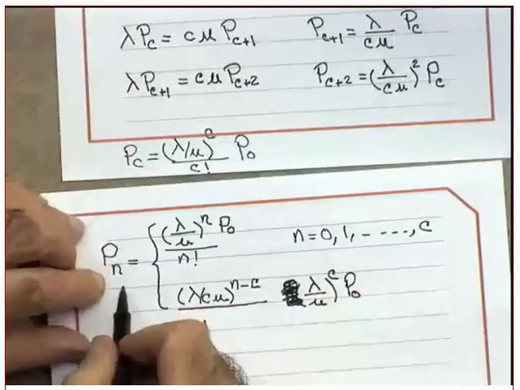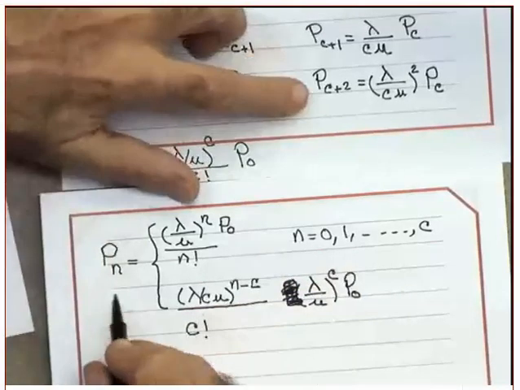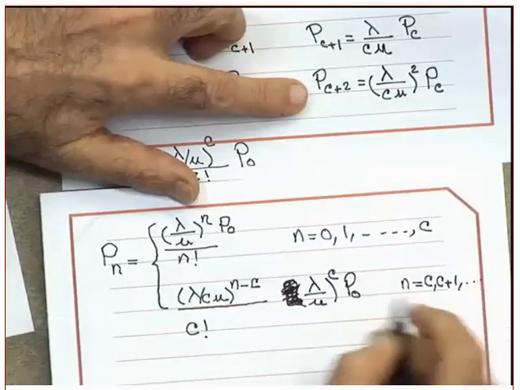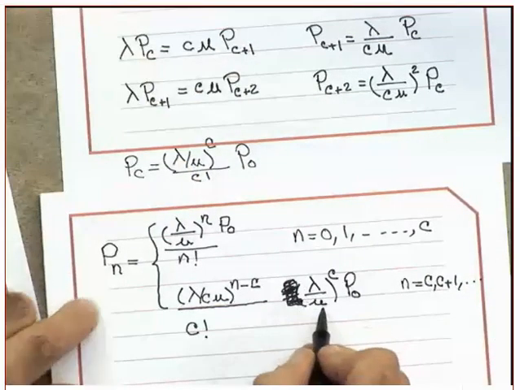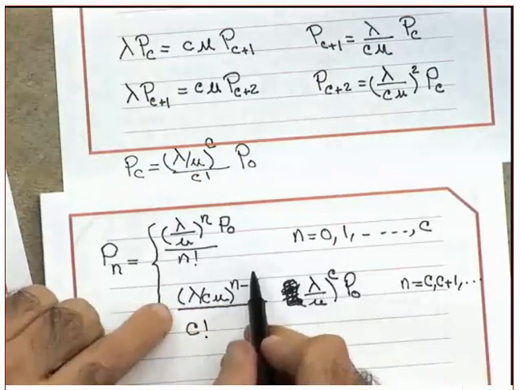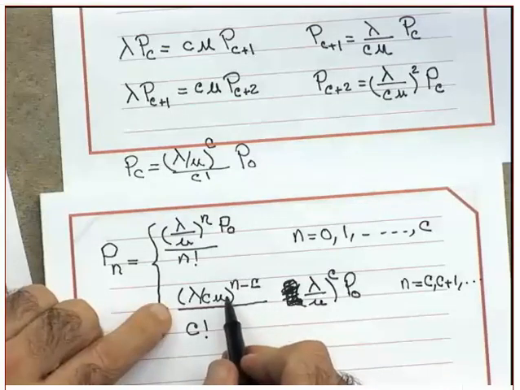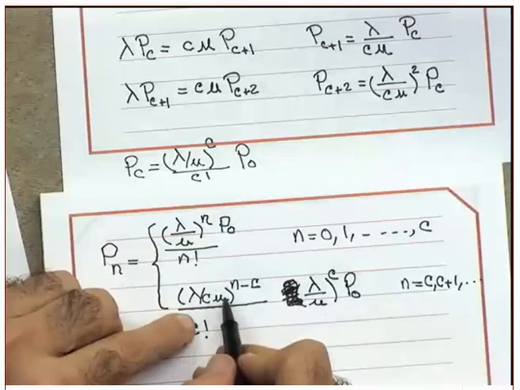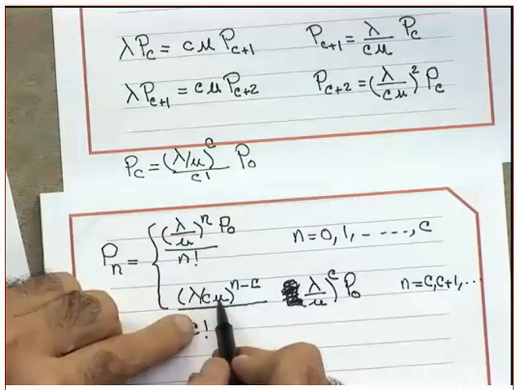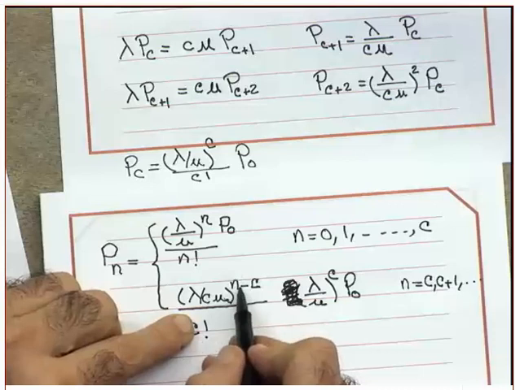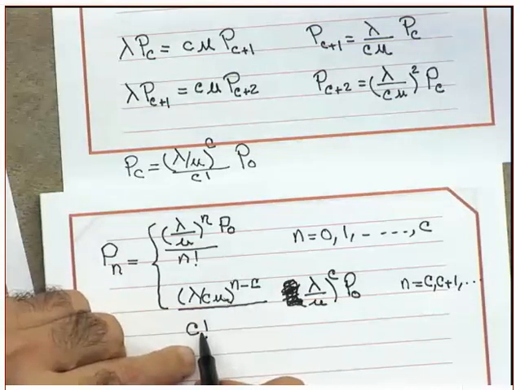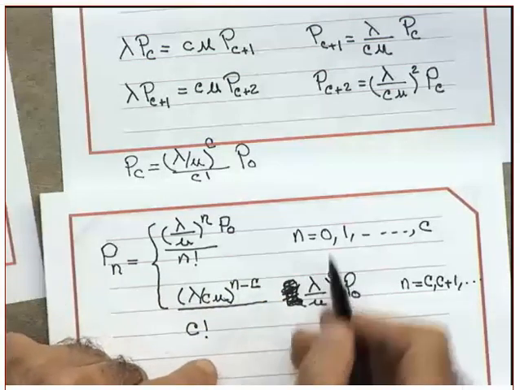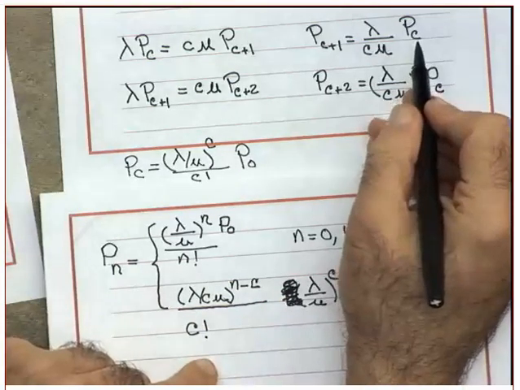Okay. So let's just make sure, check it. This is for what? N equal to what? C plus 1, so on and so forth. Let's make sure that it is correct. At n equal to C, what is this term? At n equal to C, this one is 1, so I get this. At n equal to C plus 1, what is this? This is lambda over C mu to the 1, over C factorial times lambda over mu to the C, P naught, but this is PC. Clear? Okay, good.